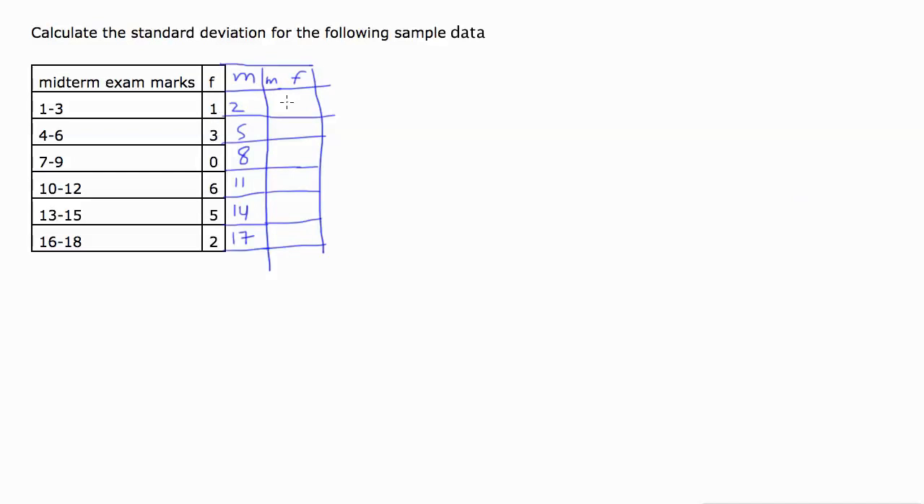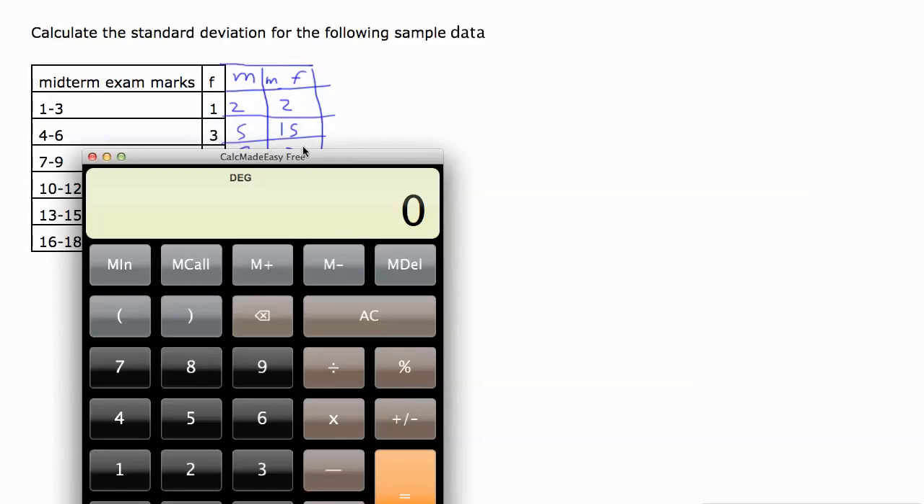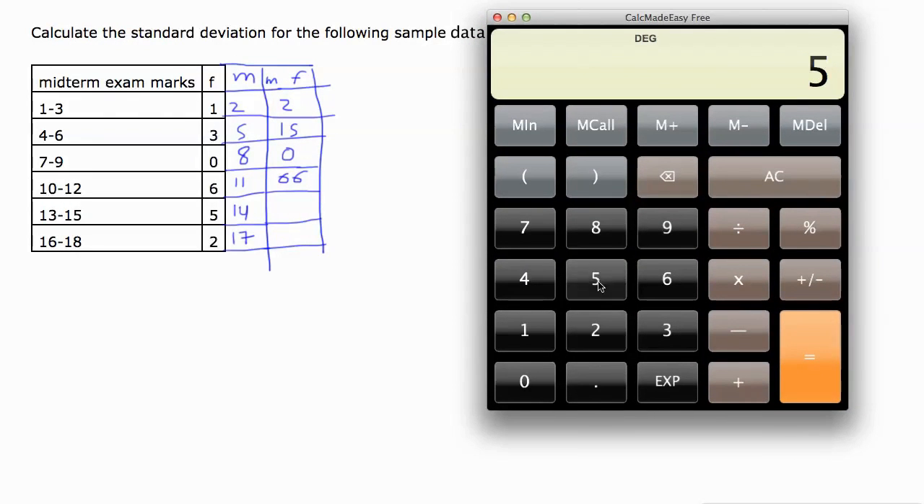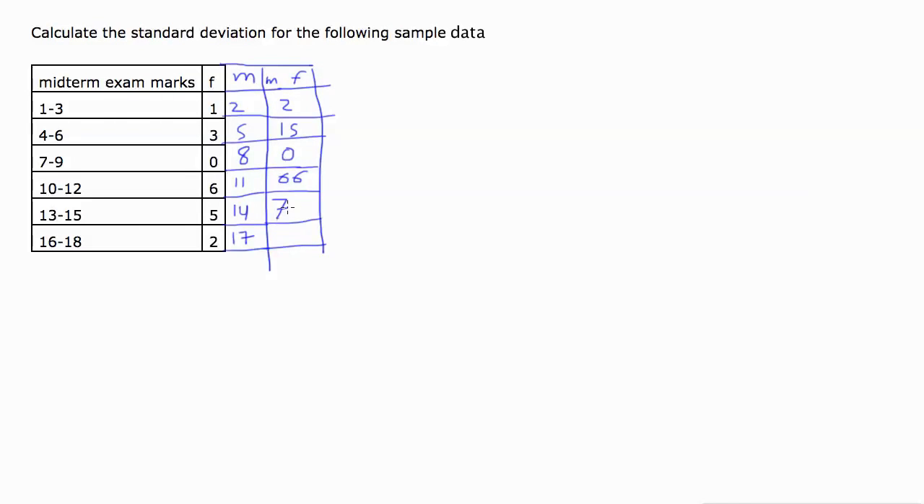mf is 2 times 1, which is 2 for the first class, 5 times 3 is 15, 8 times 0 is 0, 66, and then 5 times 14, how much is that? I need a calculator for that, I think. Okay. So that's 5 times 14, that's 70, okay. And then 2 times 17, that is 34. Okay, so I got the midpoints multiplied by the frequency.